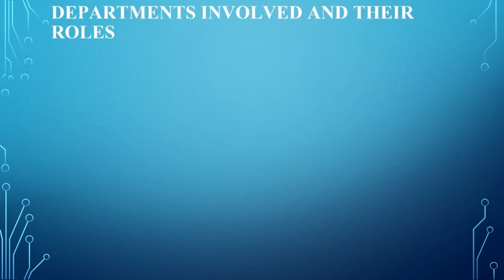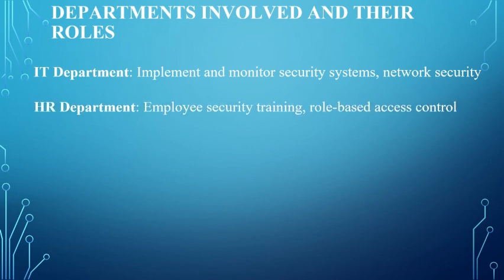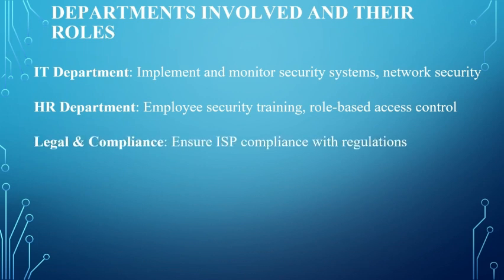And then following that, we're going to have departments involved in their roles. So the IT department implement and monitor security systems, network security. Think of like these are people you're going to have your SIEMs. They're going to ensure assets are returned whenever employees leave, things of that nature. Your HR department is going to be responsible for ensuring employee security training is done when it's supposed to be done, and that role-based access control is being installed appropriately.